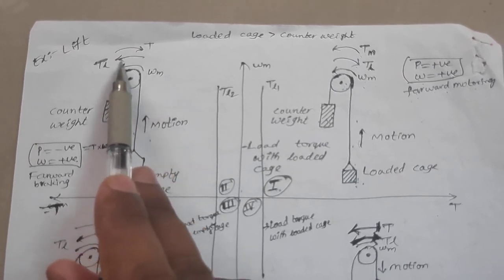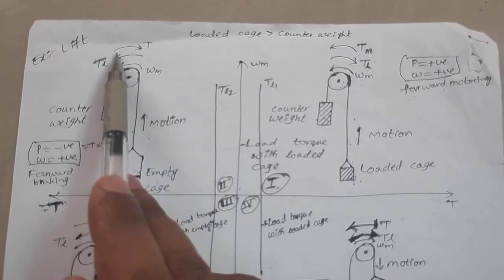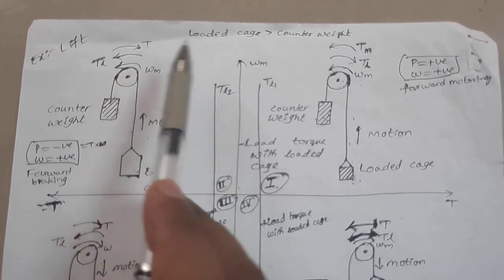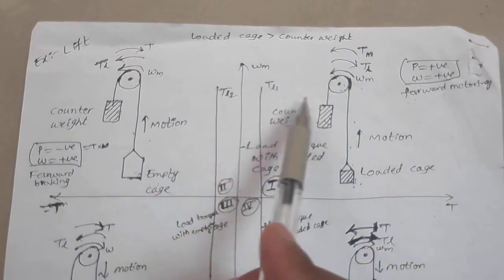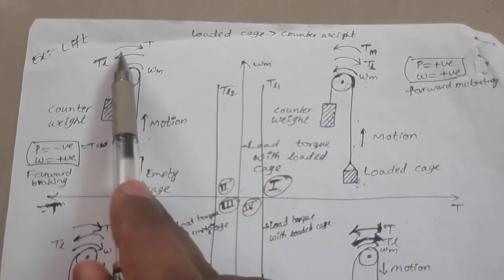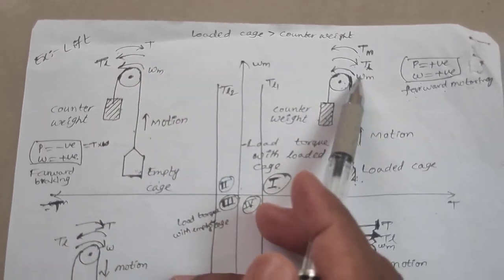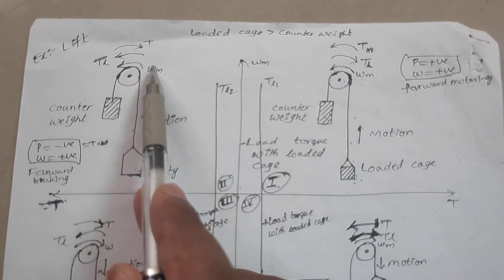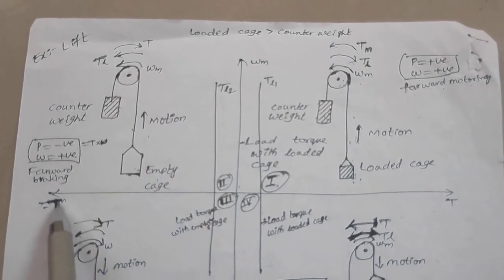To balance this load torque, we need to produce the motor torque in the clockwise direction. But earlier your motor torque was in the counterclockwise direction. Now you need to reverse the motor torque direction to clockwise. That means if it was positive torque, here we need to reverse the motor torque and produce negative torque. That's why this is minus T.